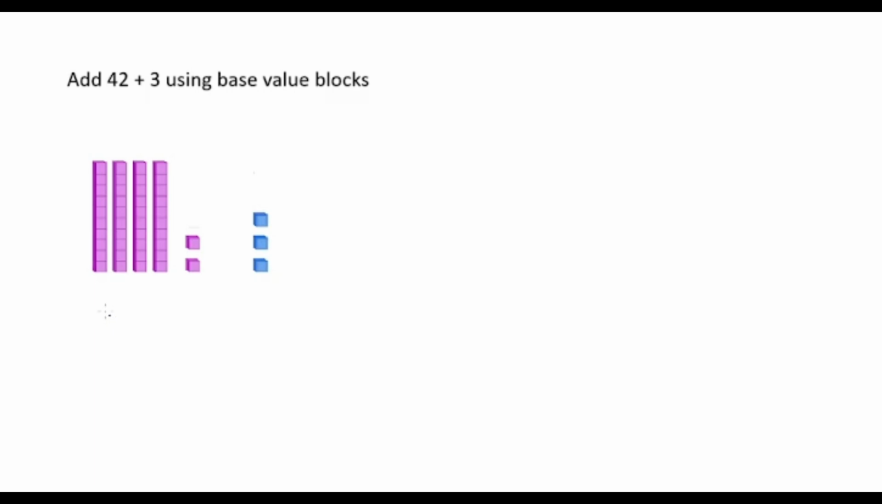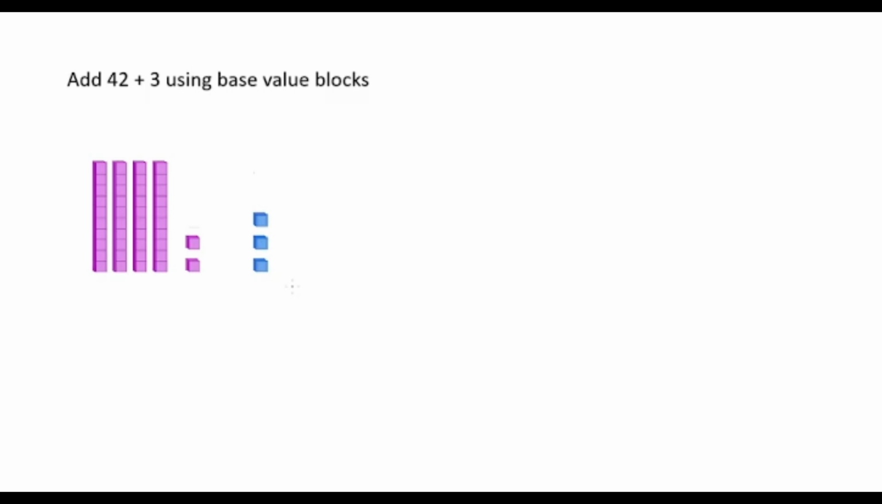So we could see that for 42, we have 4 base 10 blocks that make up 40. So 1, 2, 3, 4. And then 2 is just the ones that make up the 2 for 42. In the number 3, there are no tens blocks. There's only 3. 3 has 3 ones.